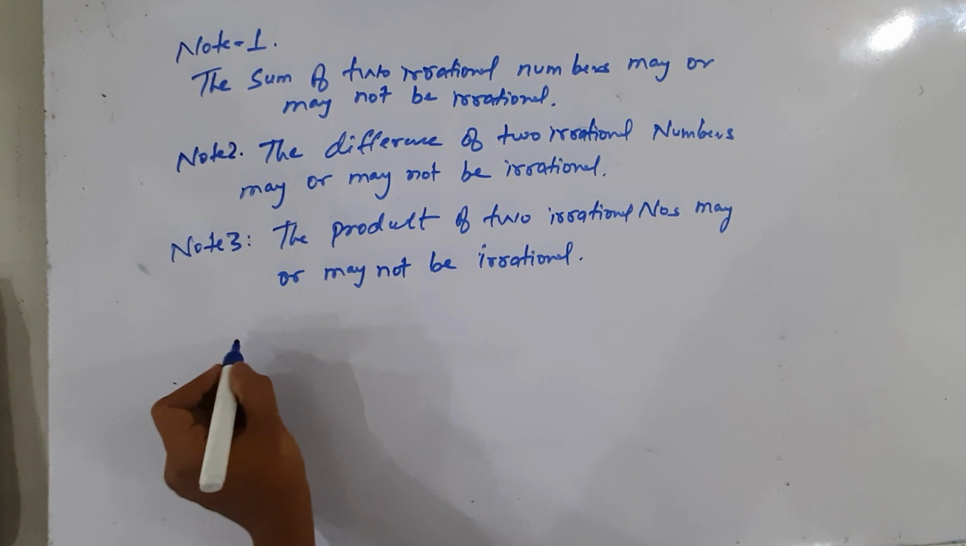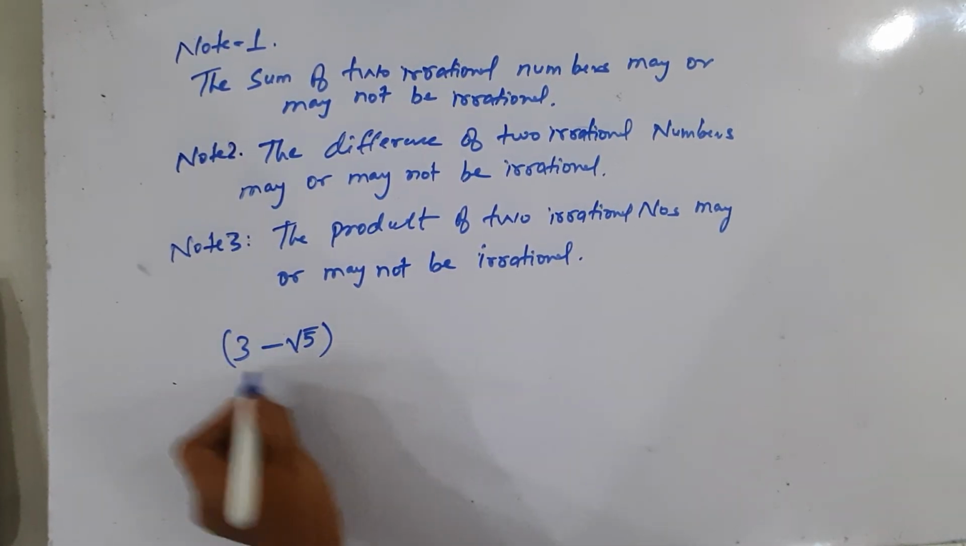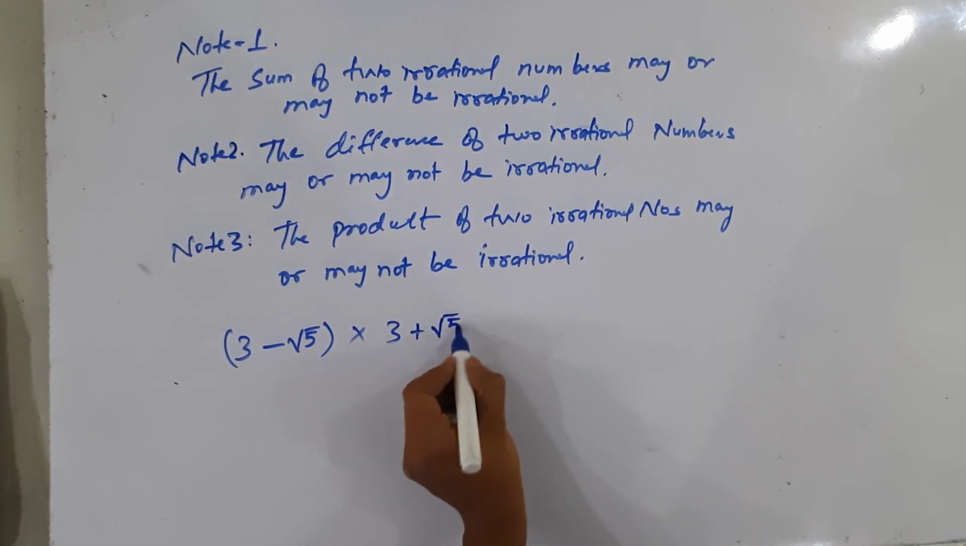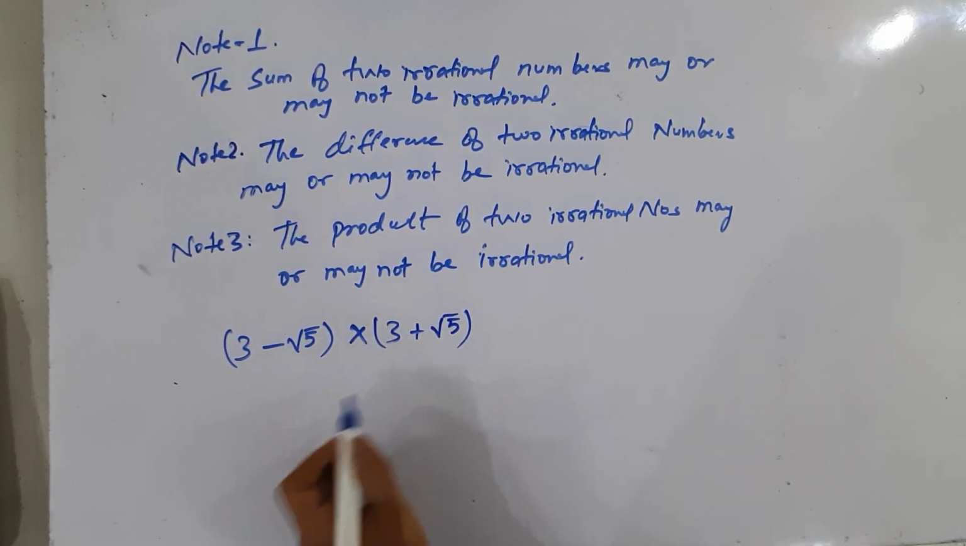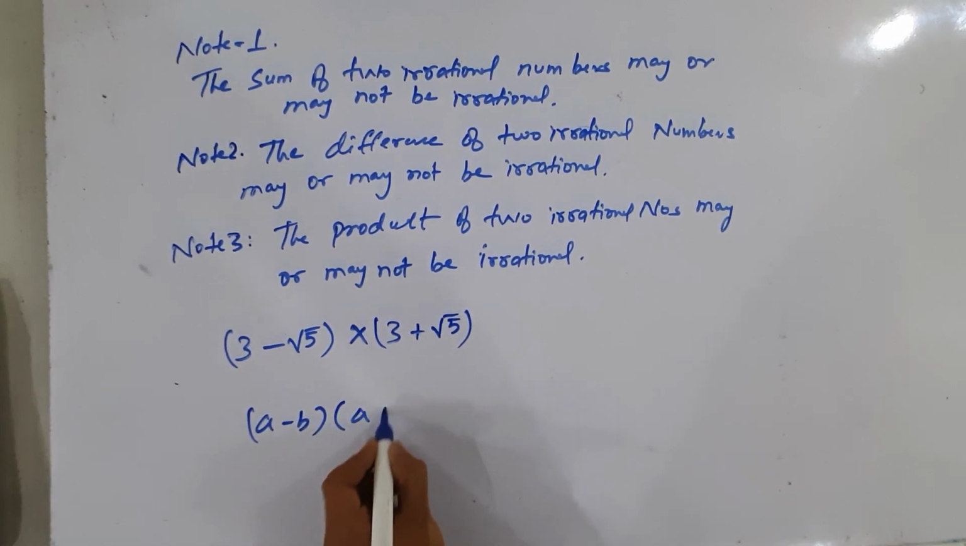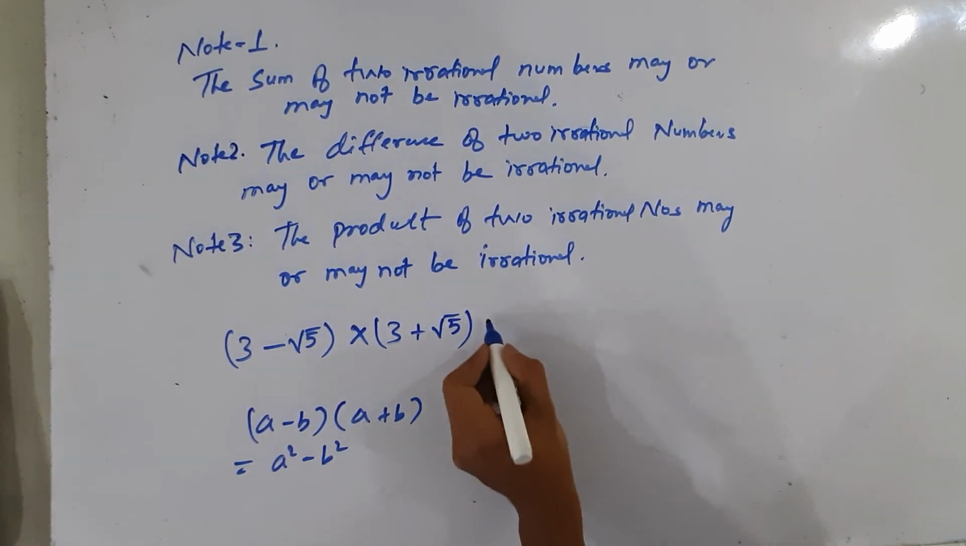Like if we take one irrational number, 3 minus root 5, and we multiply it with 3 plus root 5, this is also an irrational number. So we know the formula (a minus b) multiplied by (a plus b) is a square minus b square.